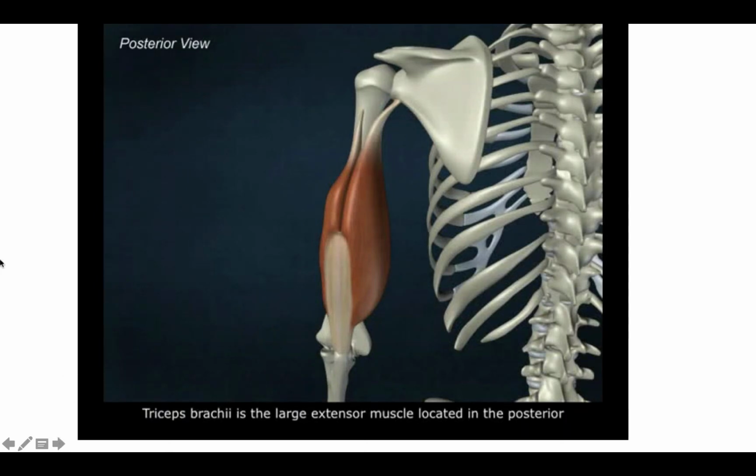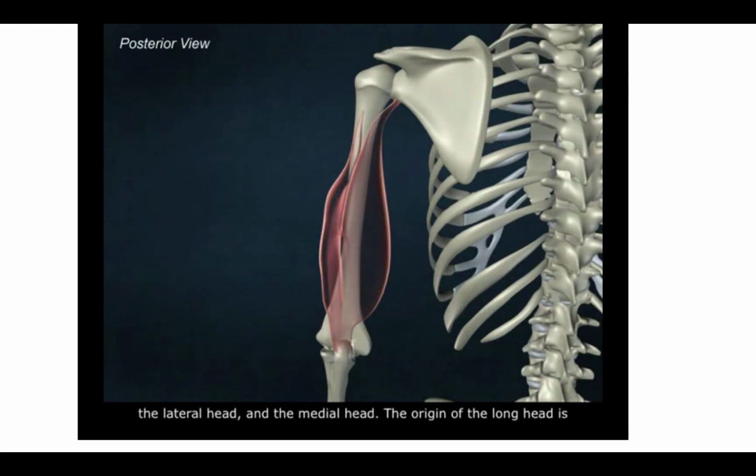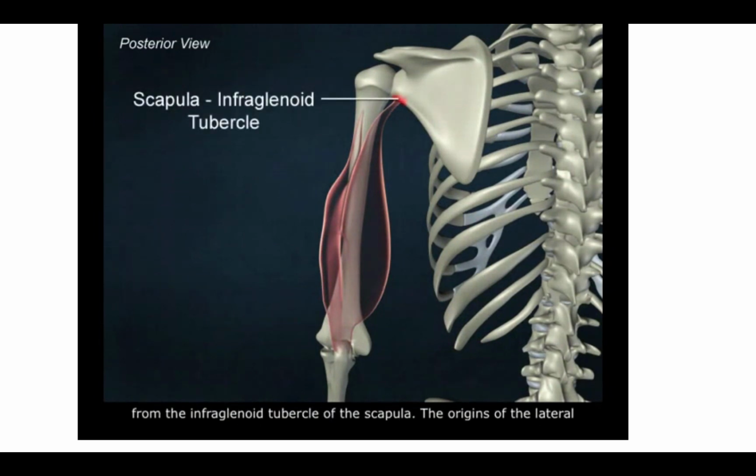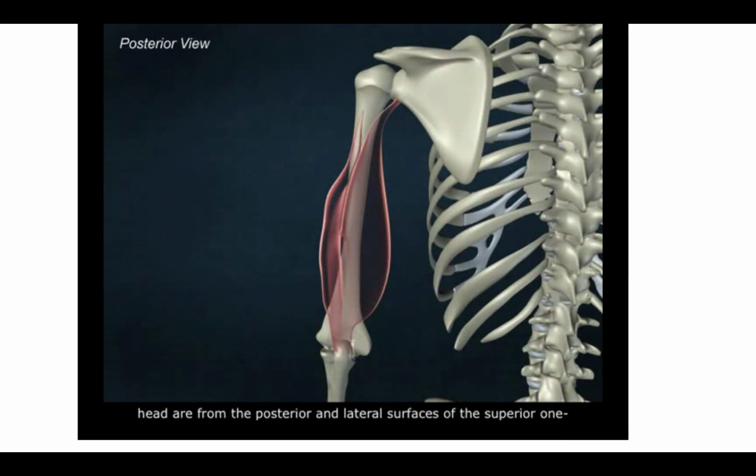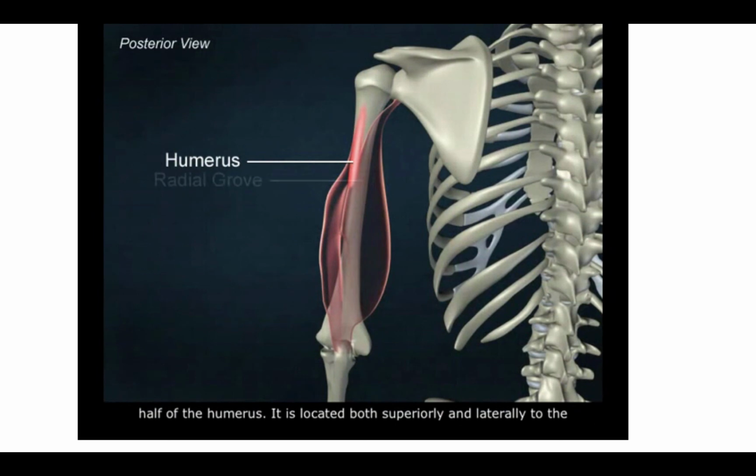Triceps brachii is the large extensor muscle located in the posterior compartment of the arm. It has three heads of origin: the long head, the lateral head, and the medial head. The origin of the long head is from the infraglenoid tubercle of the scapula. The origins of the lateral head are from the posterior and lateral surfaces of the superior one-half of the humerus. It is located both superiorly and laterally to the radial groove.